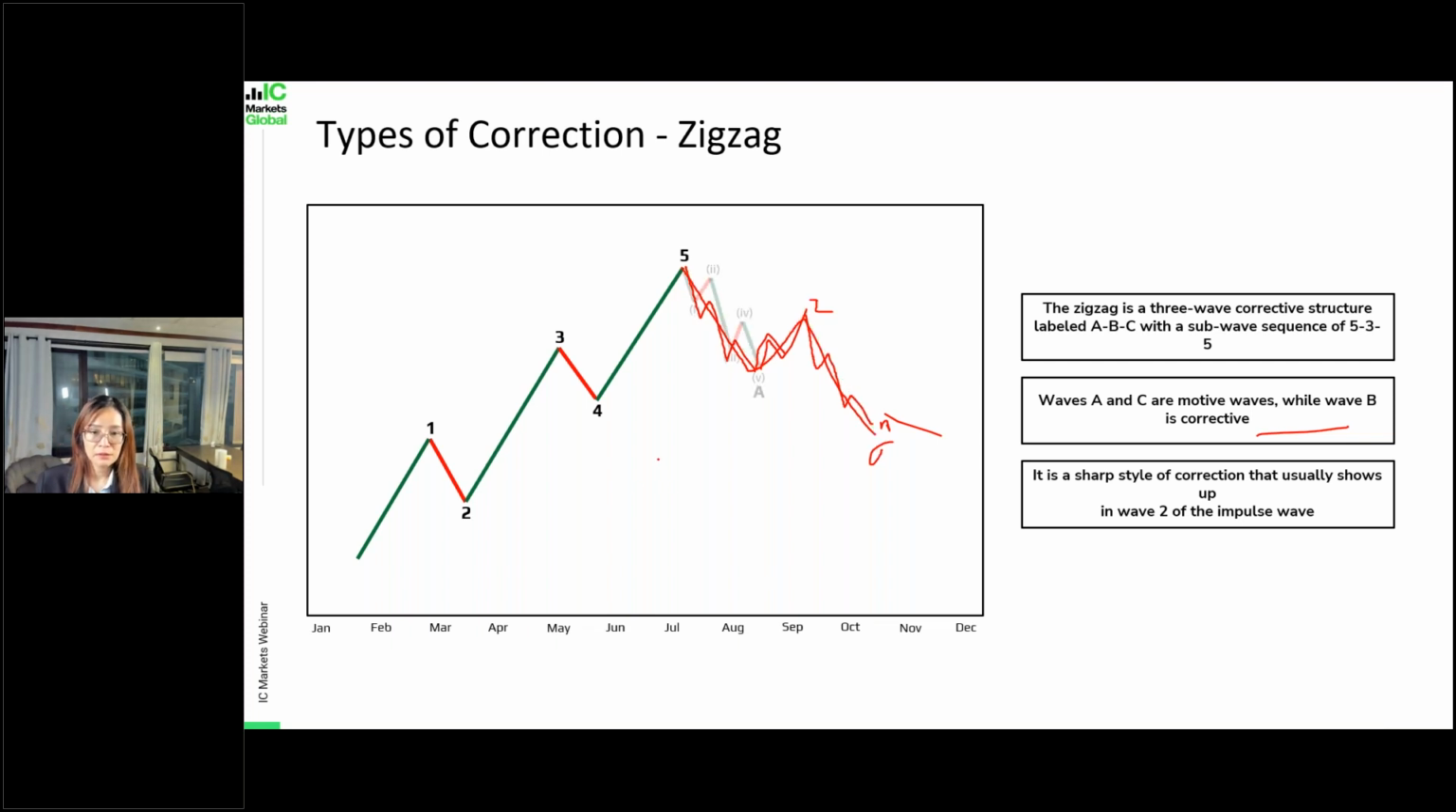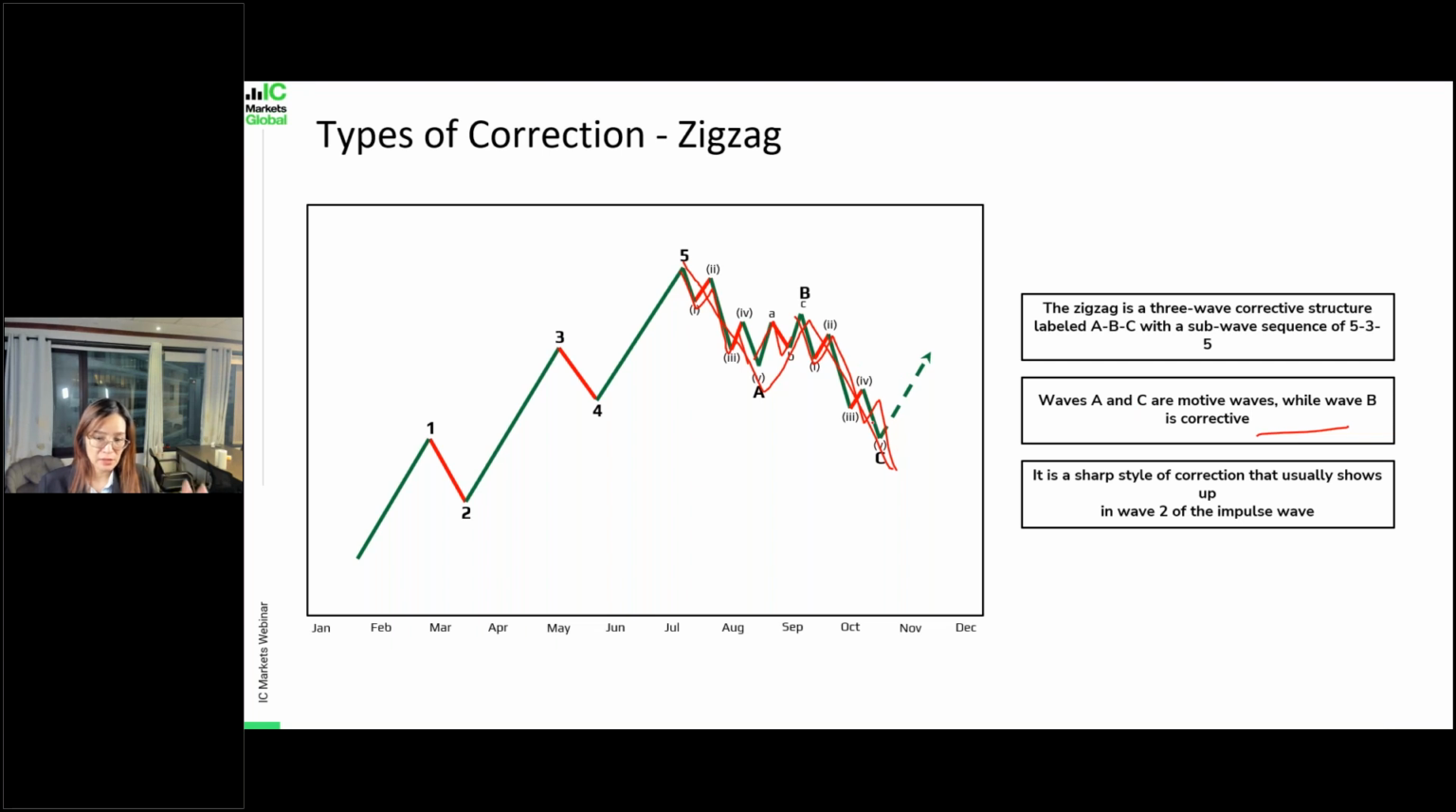Okay, this is how it looks like. That would mean here, wave A, B, C. Like I said, 1, 2, 3, 4, 5 and A, B, C. Whenever you know the wave, which is impulse, there will always be 1, 2, 3, 4, 5.